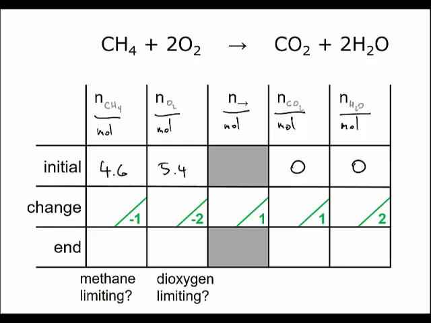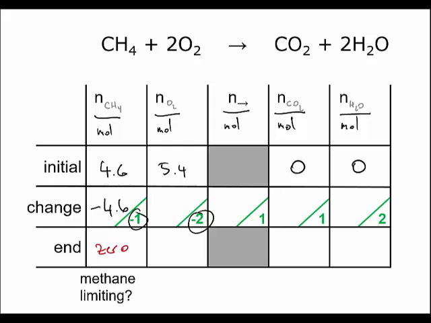Okay, we will try if methane is limiting. Limiting means that all of it is used up. We have 4.6 moles of methane, and to use all of it, we have to write negative 4.6 in the change column. Adding up the initial and the change amount, we get 0 for the amount of methane at the end, as expected. What about the dioxygen? Methane and dioxygen react in a 1:2 ratio, so we would need 9.2 moles of dioxygen.